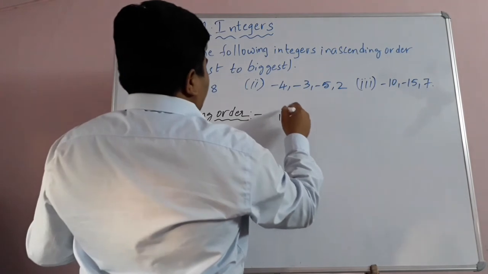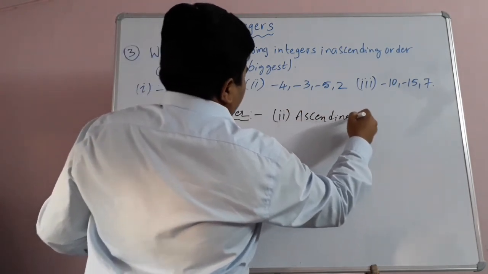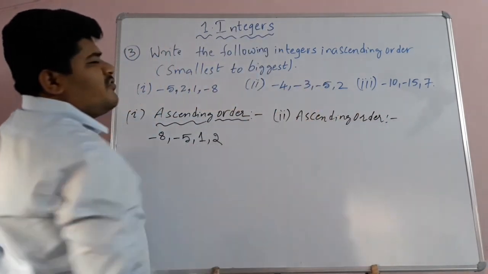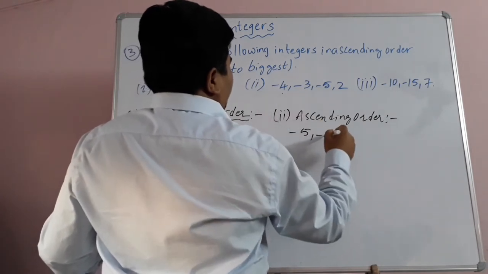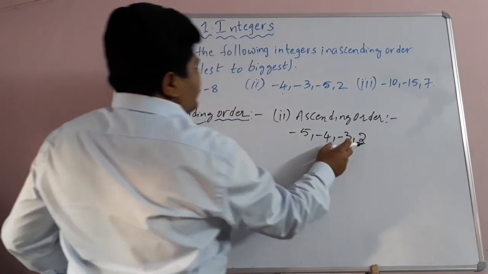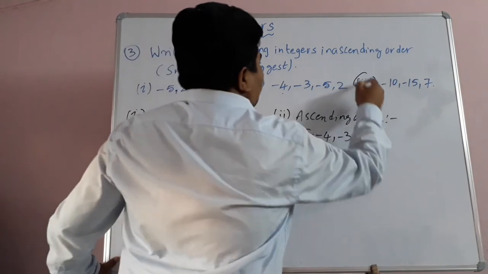Now let's see the second problem. Okay, second one, ascending order. So among these integers, negative 5 is the smallest, children. First negative 5, next negative 4, next negative 3 and finally positive 2. This is the ascending order of the given numbers. Children, please try the third problem in the same way.